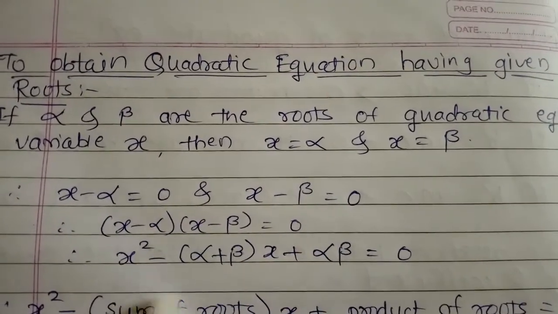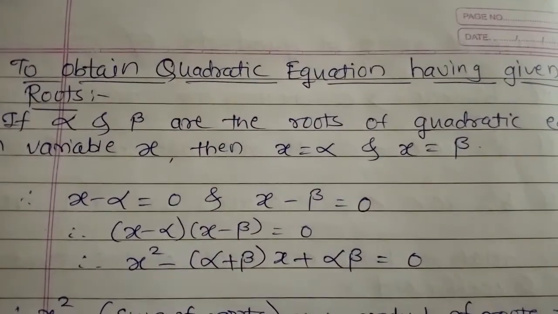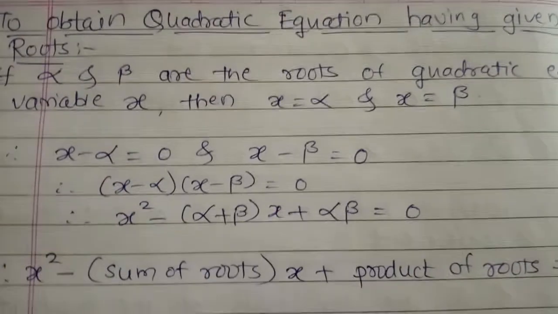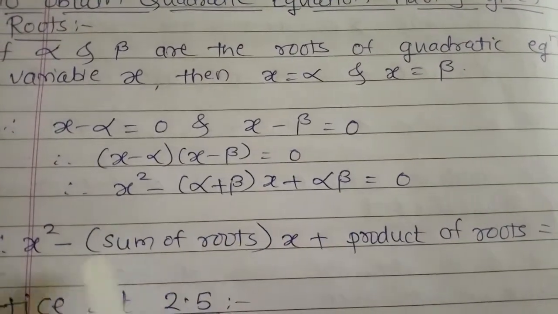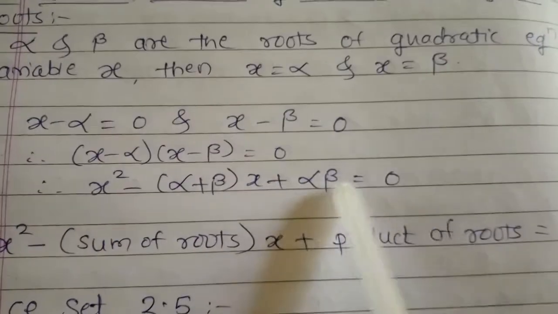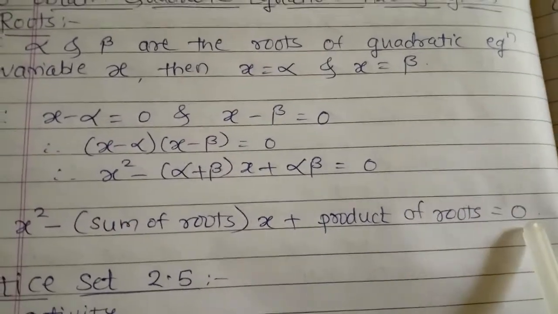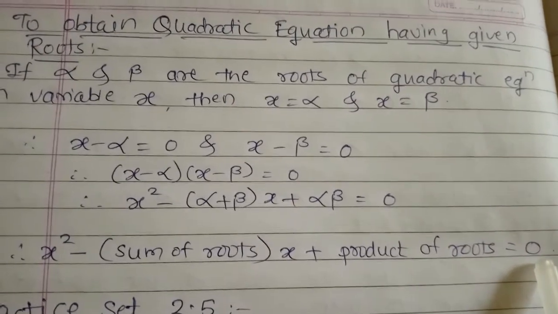So this is actually the formula for getting the quadratic equation when the roots are given. We can say it in words, that is x square minus the sum of the roots into x plus product of the roots is equals to 0. So this is the formula to obtain the quadratic equation when the roots are given.